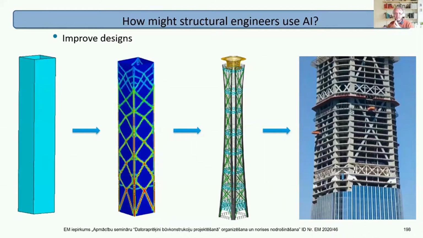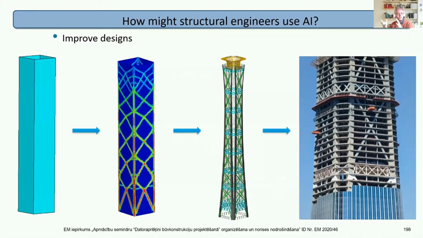So AI might be used in this. This is an Arup project from China, where you can say, well, if we start off with the basic design, and we can use evolutionary topology optimization to work out what the ideal bracing is, then maybe use other optimizations and iterations to work out the best overall form of the structure, to then give us the final design.